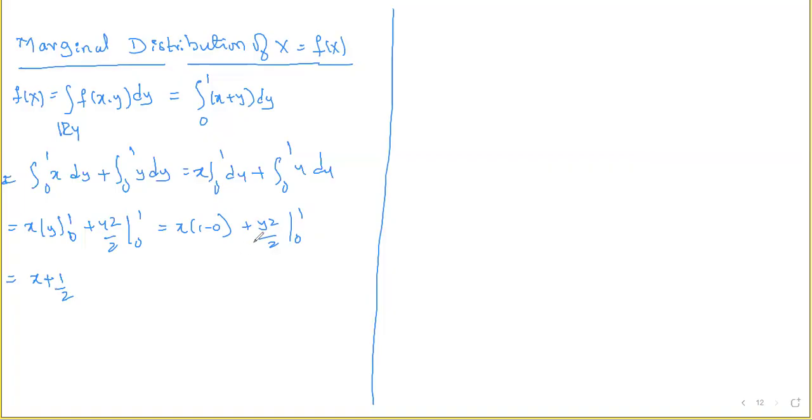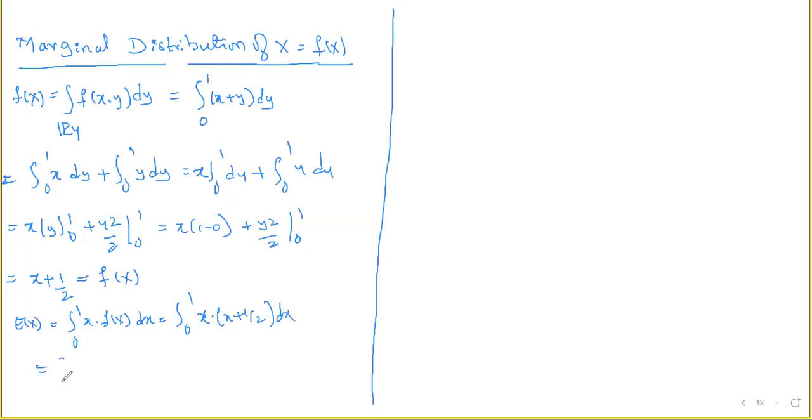So f of x is x plus 1 by 2. This is our f of x. Now we are going to find the expected value of x: integration 0 to 1 of x into f of x dx. So that is integration 0 to 1 of x into x plus 1 by 2 dx, right?